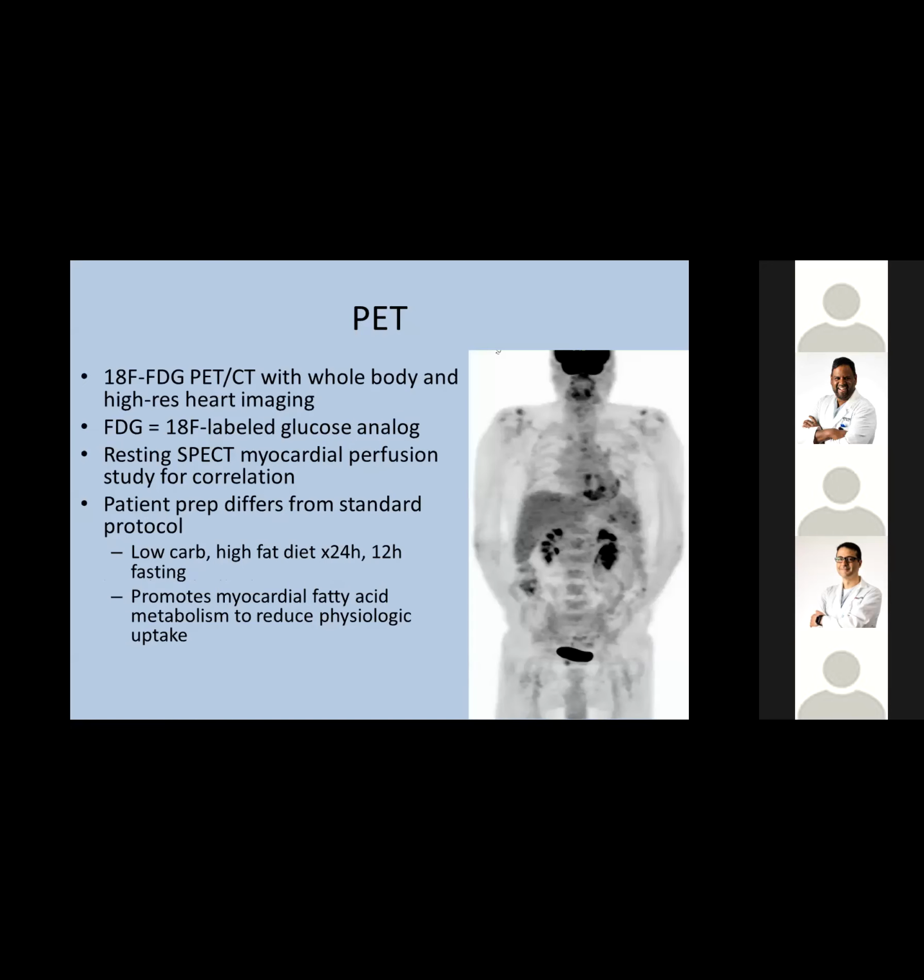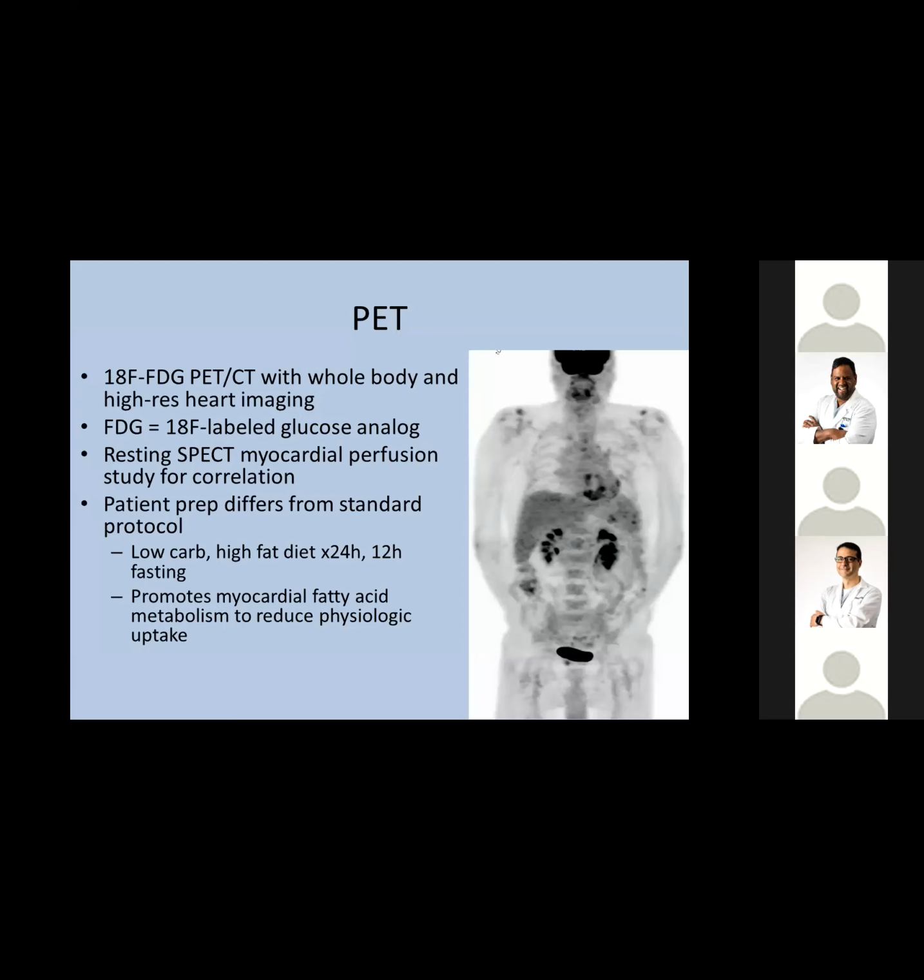So PET is quite different. This is a nuclear technique that uses FDG, which is radiolabeled with fluorine-18. That's an artificial radiotracer, and FDG acts like a glucose analog in most ways. So basically, we inject the patients and wait an hour and let the tracer distribute through the body, and what we end up with is a map of metabolism. So areas of increased uptake show areas of increased metabolism.